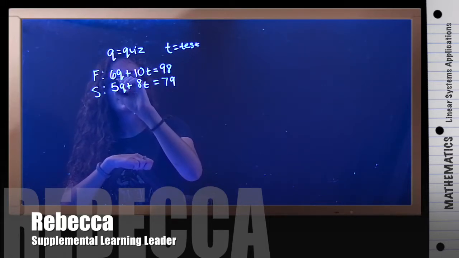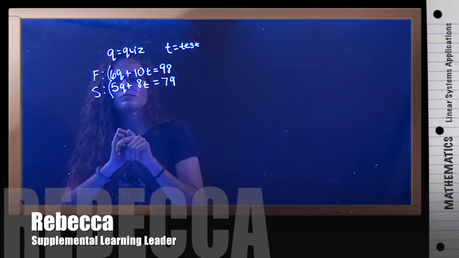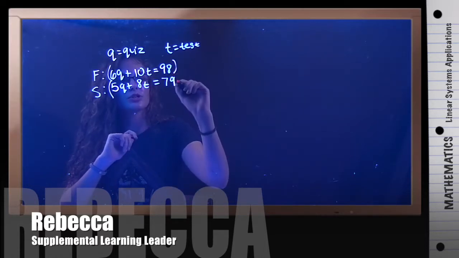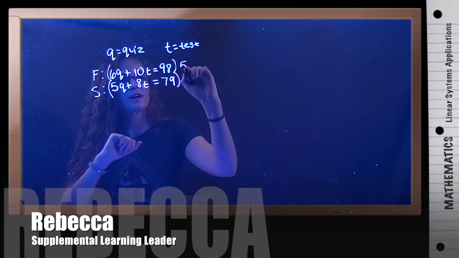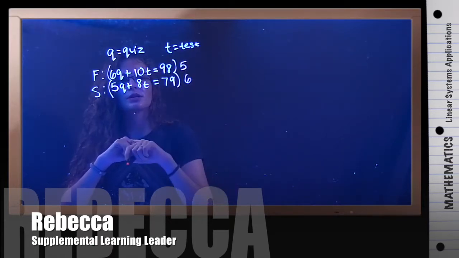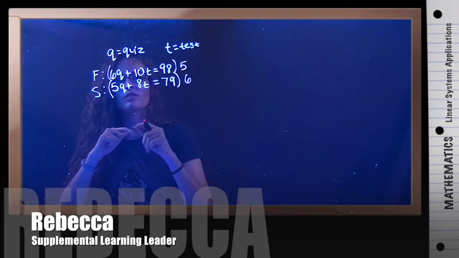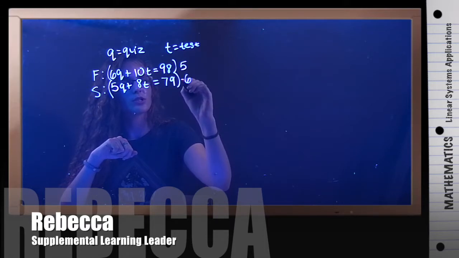So in order to cancel out the q's, we could use the least common multiple of 6 and 5, which is 30. And we could multiply the top by 5 in order to get 30, and multiply the bottom by 6 in order to get 30. But we have to remember that one of them has to be negative. It doesn't matter which one you make negative, I'm just going to make the bottom one negative.